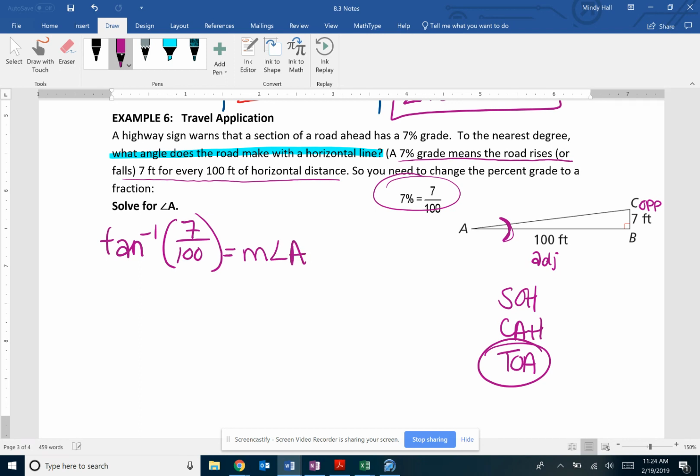So measure of angle A. This is where you use your handy dandy calculator. Again, it's wonderful. Arctan of 7 over 100 is 4.004, but they want the nearest degree, so it's just going to be 4 degrees. Okay, simple as that.